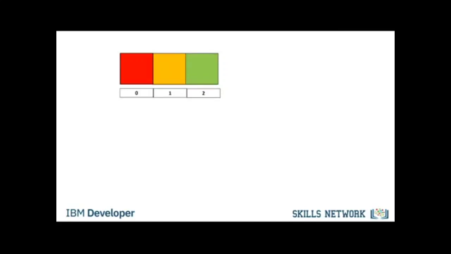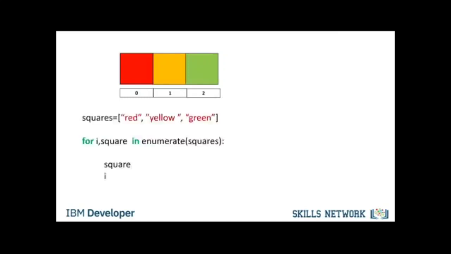Let's use the box analogy with the numbers representing the index of each square. This is the syntax to iterate through a list and provide the index of each element. We use the list squares and use the names of the colors to represent the colored squares. The argument of the function enumerate is the list, in this case squares. The variable i is the index, and the variable square is the corresponding element in the list.